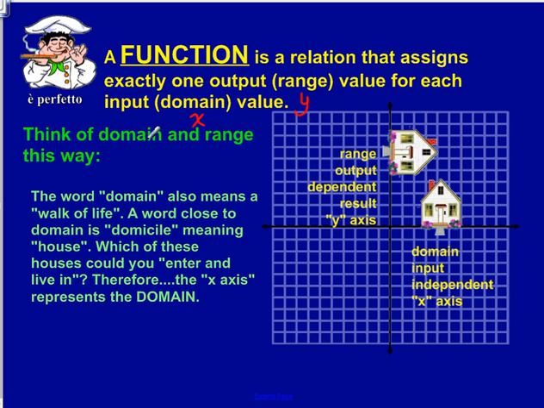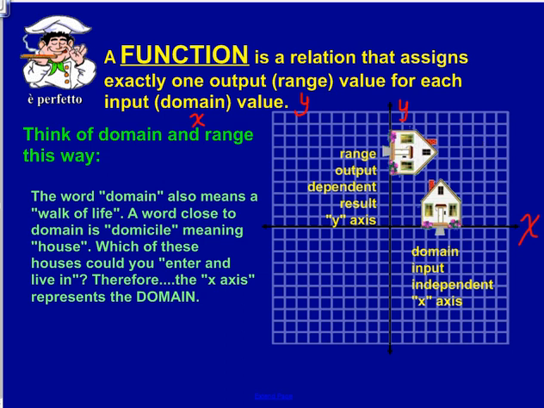Okay, so the word domain also means walk of life. A word close to domain, which I can't pronounce and I'm not even going to try, means house. Which of these houses could you enter and live in? Therefore, the x-axis represents the domain. So when we're talking about domain, just think of x. And when you're talking about range, think of y. You can come up with your own way to remember that. Just always remember domain first, range second, x is always first, y is always second.